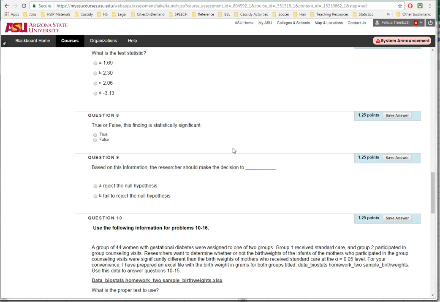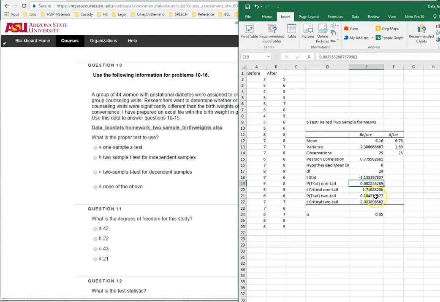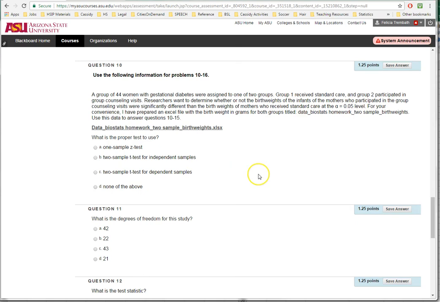So based on this information, I am making the decision to reject the null hypothesis. When the p-value is lower than the level of significance, I would reject the null hypothesis. And again, even though it didn't specify direction, both of these are under 0.05. Let's go to number 10.